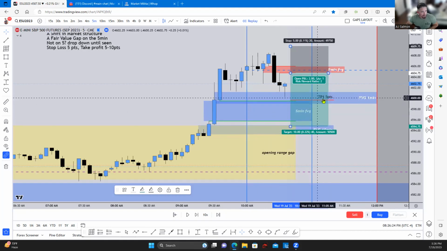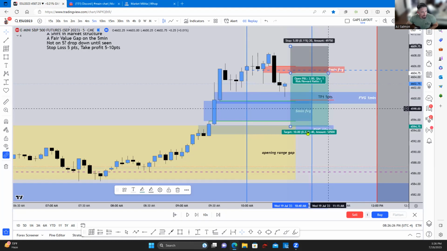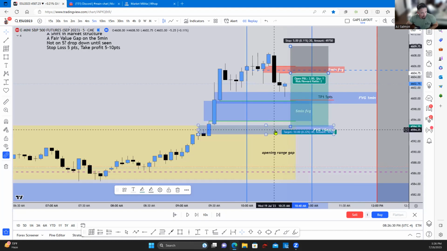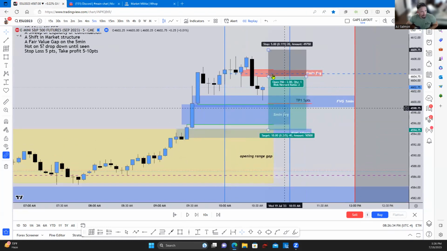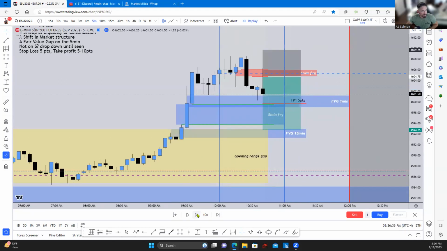We also could come down to this 5-minute. Okay. But if you see here, I have TP1 as 5 points, and then your 10 points here, which lines up with the 15 and the opening range gap. So there's a good chance for it to go down there. So it does come up, tap us in this morning.